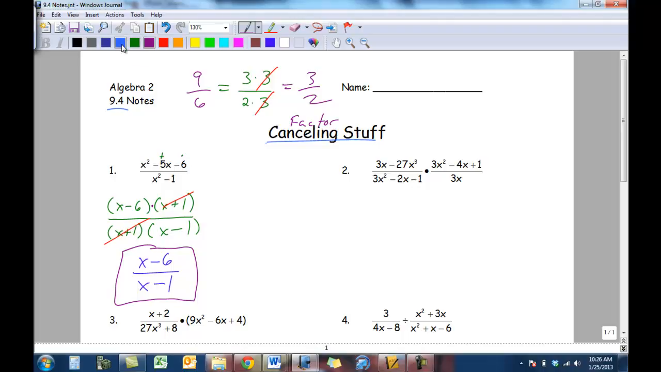All right, let's go on to number 2. Number 2, I already put some stank on it immediately. There are 4 things going on here. We're going to factor each piece. Don't do the whole thing at once. Just look at this piece. 3x minus 27x cubed, what can come out? GCF always first, right? 3x can factor out. You're left with 1 minus 9x squared, over 3x squared minus 2x minus 1.